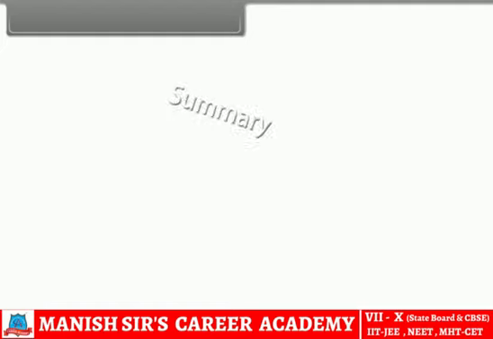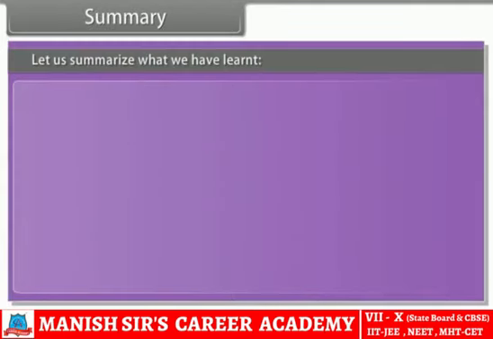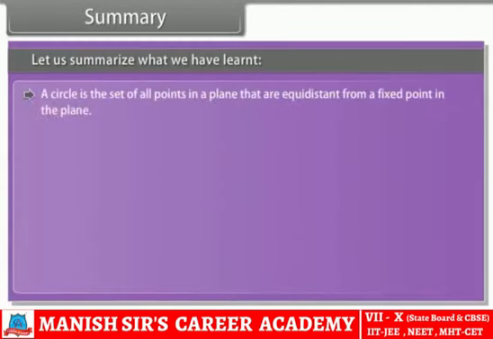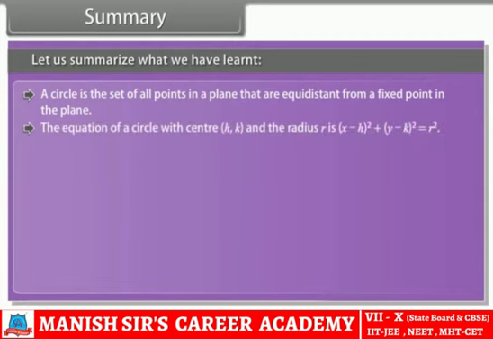Summary. Let us summarize what we have learned. A circle is the set of all points in a plane that are equidistant from a fixed point in the plane. The equation of a circle with center (h, k) and radius r is x minus h whole square plus y minus k whole square is equal to r square.